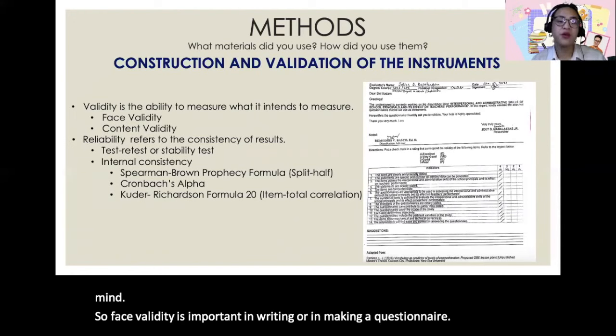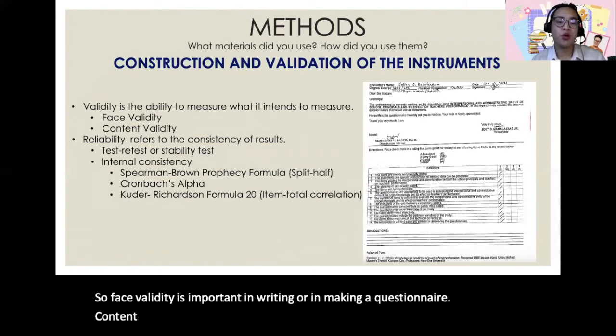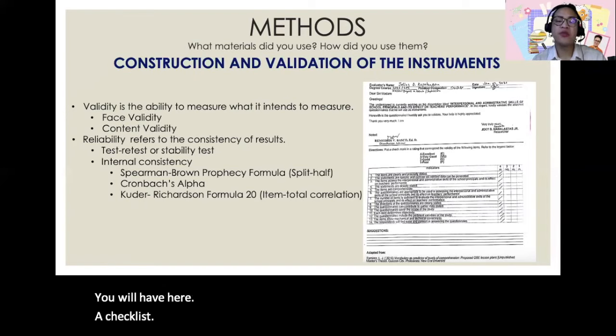Content validity. For content validity, you will have here a checklist and your questionnaire will be presented to professionals. Probably 5 to 10 will be enough to suffice the validity that you are looking for your research questionnaire. And remember that they should be professionals in the field of your research. Okay, just like what you can see on my screen, I have there a sample checklist for validation.